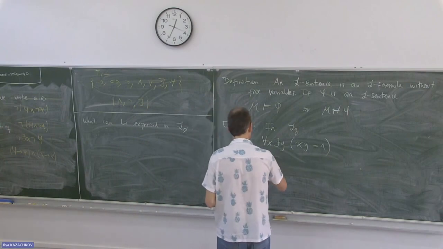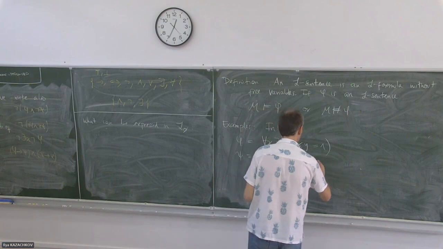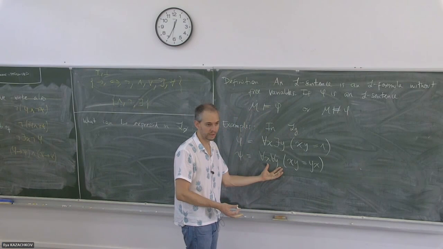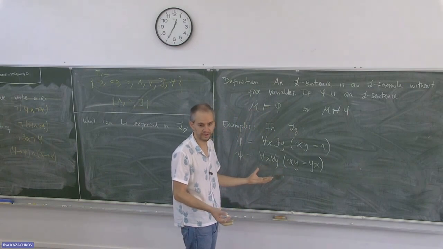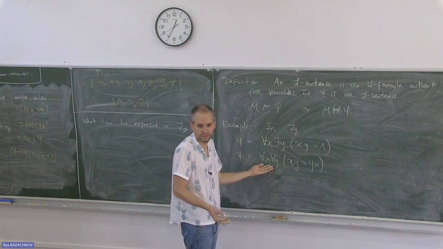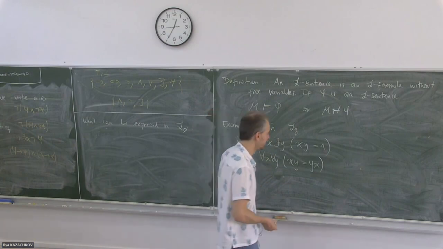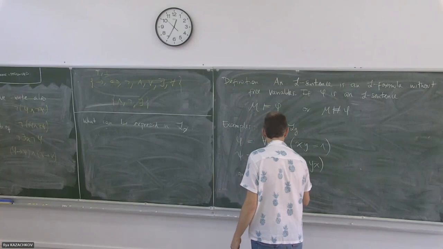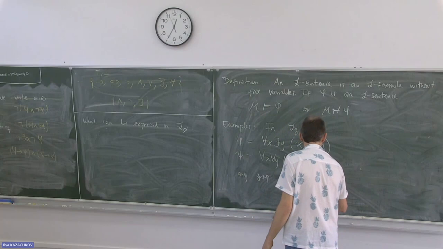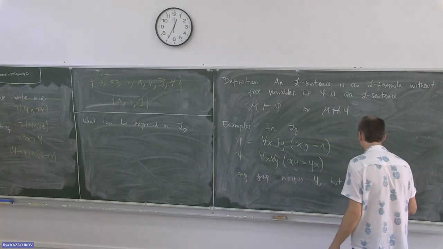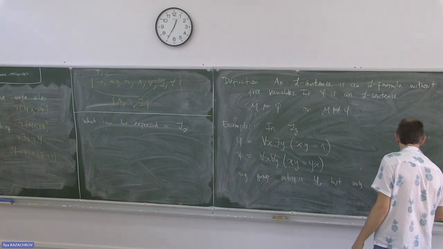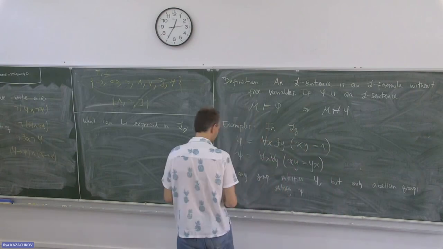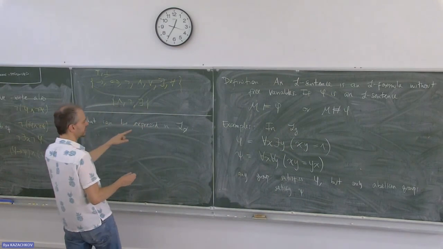You can have also other formulas, for example, this one. So this is again a sentence, right? Because it has no free variables, and you can decide if it is true or not, satisfied or not, in a given L structure. If your L structure is a group, this is true, of course, if and only if your group is abelian, and not otherwise, right? So any group satisfies phi, but this is a triviality, right? Only abelian groups satisfy my sentence psi, right?